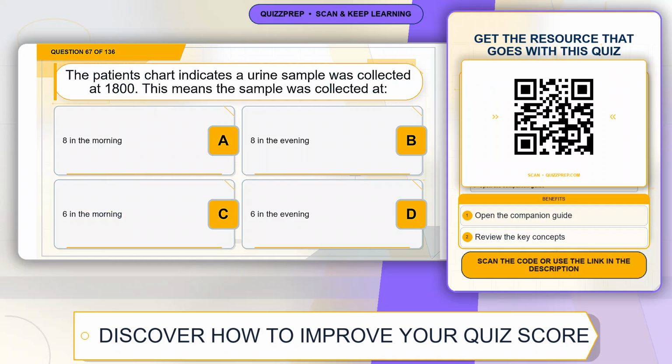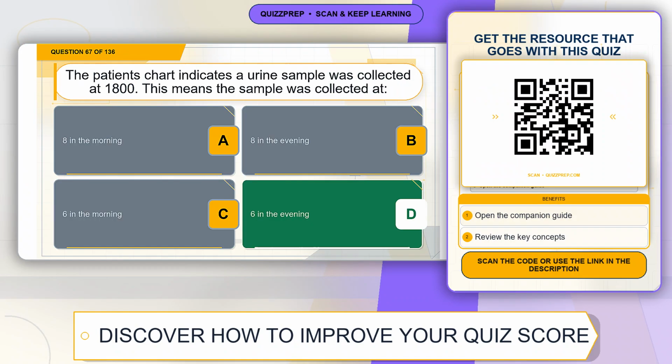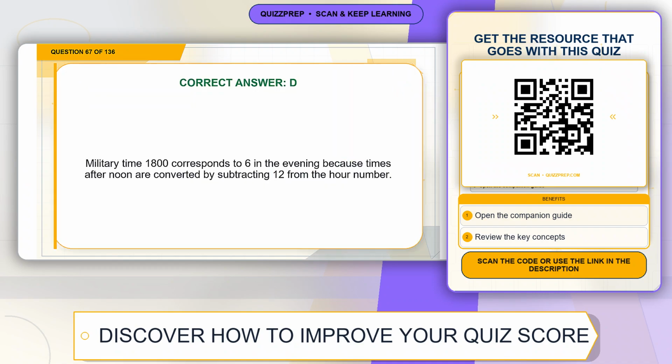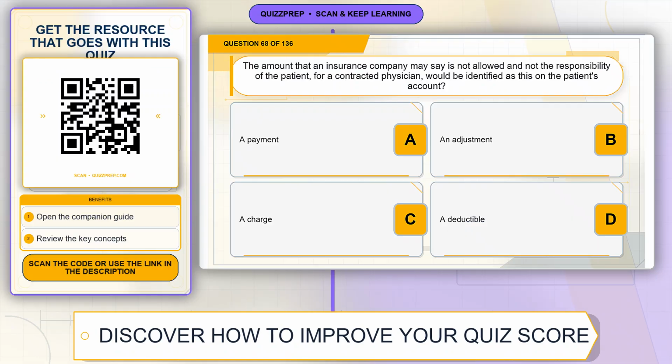Question 67. The patient's chart indicates a urine sample was collected at 1800. This means the sample was collected at option A, 8 in the morning, option B, 8 in the evening, option C, 6 in the morning, option D, 6 in the evening. The correct answer is option D, 6 in the evening. Explanation: military time 1800 corresponds to 6 in the evening because times after noon are converted by subtracting 12 from the hour number.